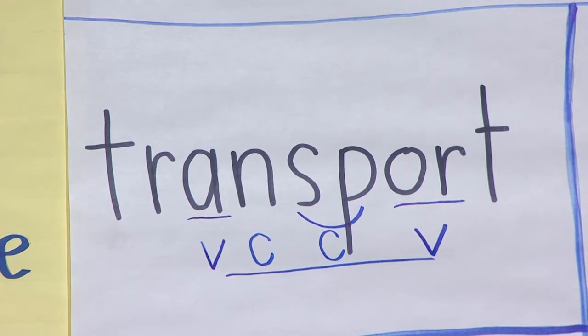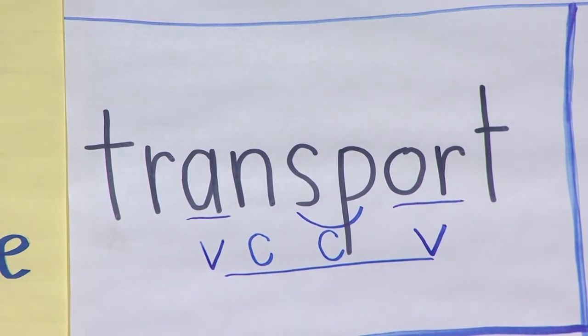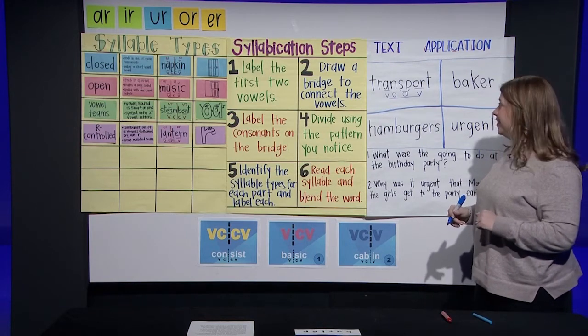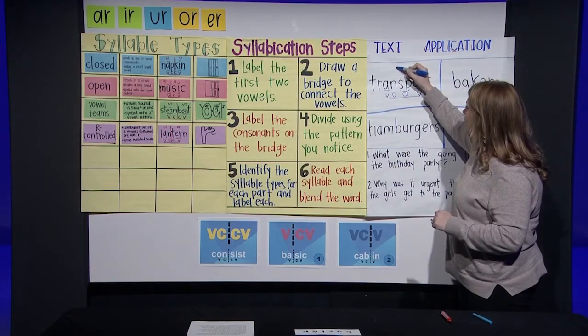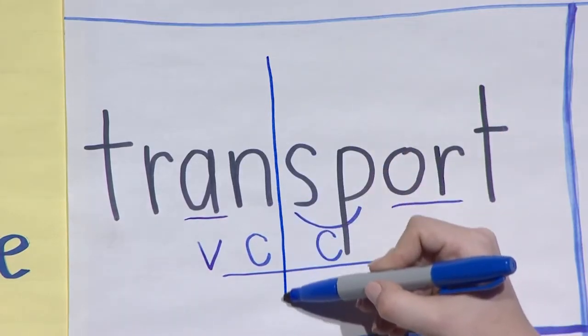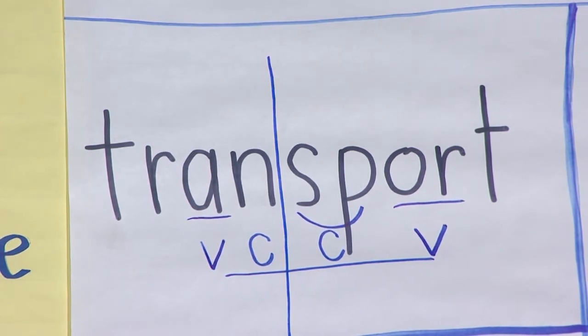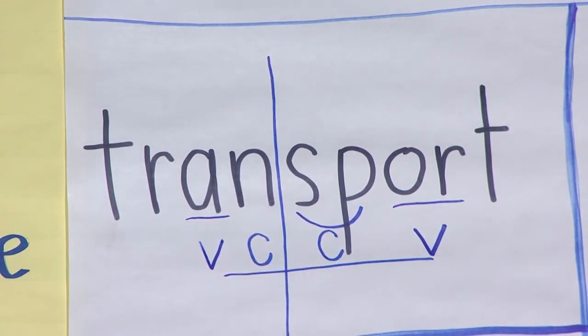And where do we find that pattern? On the bridge. I see V, C, C, V. Using our division posters, where should I divide when I see that pattern? Very good. Between the 2 consonants. So let's draw our line right between consonant N and consonant S. The next step asks us to identify each syllable and label them. So let's start with our first syllable. What do you notice about that word part?